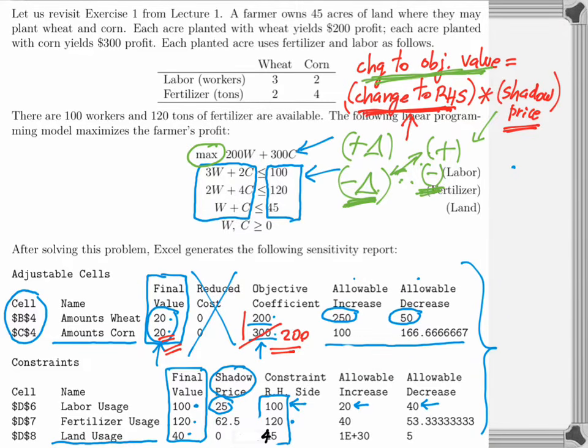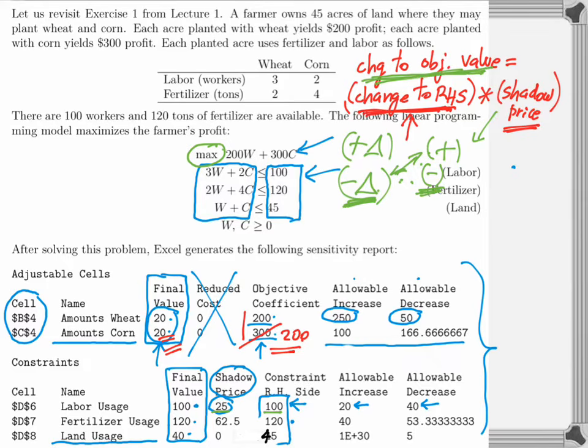Okay? So always consider the three things. Are you minimizing or maximizing? Is the change you are proposing to the right-hand side positive or negative? And is the shadow price positive or negative? So great, let's look here. In this case, if I got more workers, positive change times positive shadow price, my profit will go up.